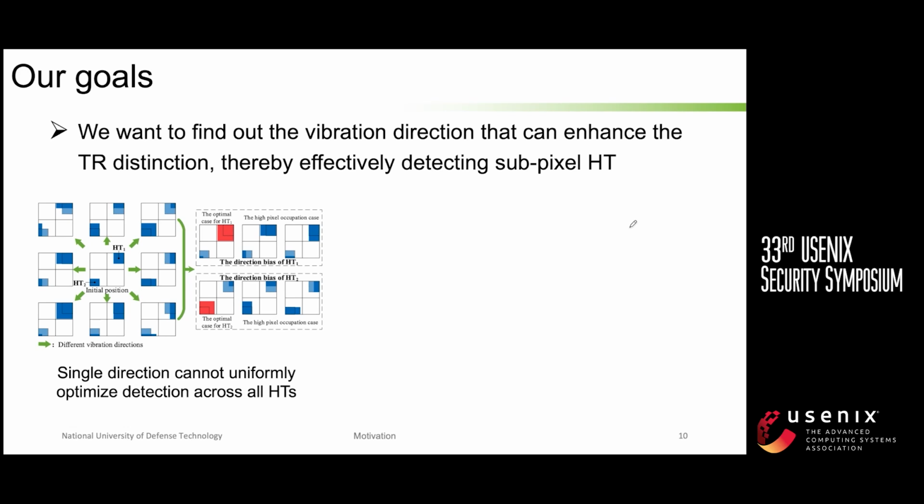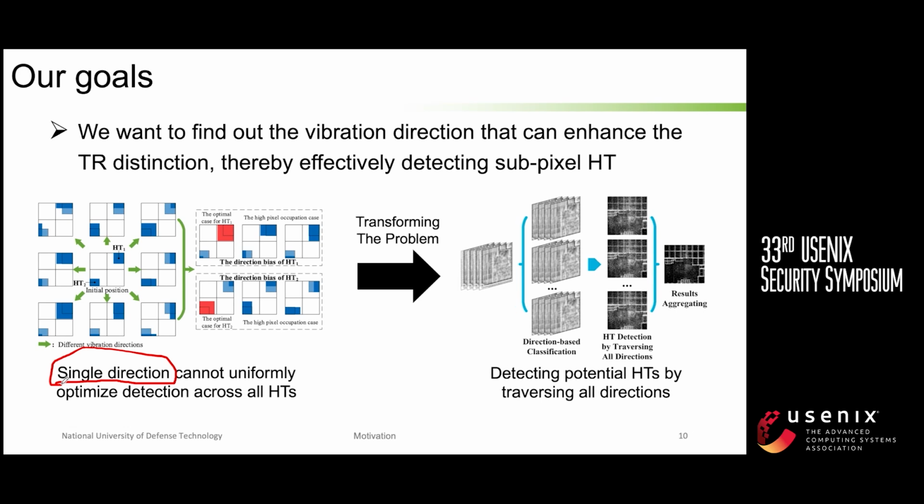However, one problem remains. How do we find out which direction of vibration will best enhance this TR distinction for detecting subpixel HTs? The HT is biased towards the direction of vibration, as shown in the figure. It is really challenging to identify a single direction that optimizes detection for all HTs. So we need to change our thinking. Instead of trying to find the perfect direction for all potential HTs, we can detect them by looking at all directions separately. If an HT reaches high pixel occupation in any direction, we are more likely to find it.